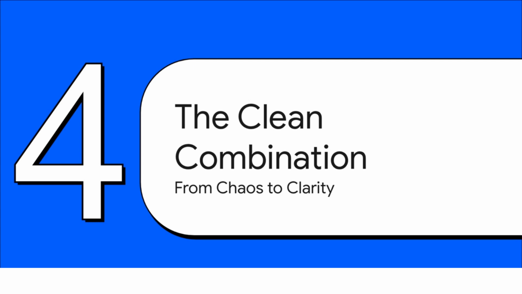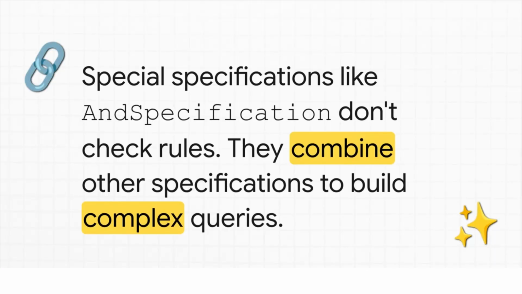All right, so we've built our individual matchmakers. They're pretty cool on their own, right? But the real magic, the true power of this pattern happens when we start combining them. This is where we go from that initial chaos to some beautiful, beautiful clarity. And we do this using something called composition.